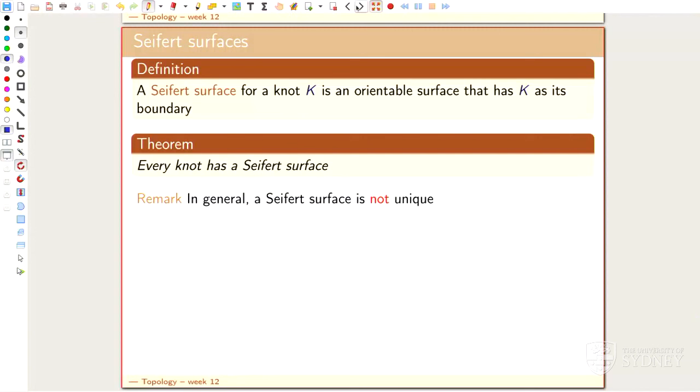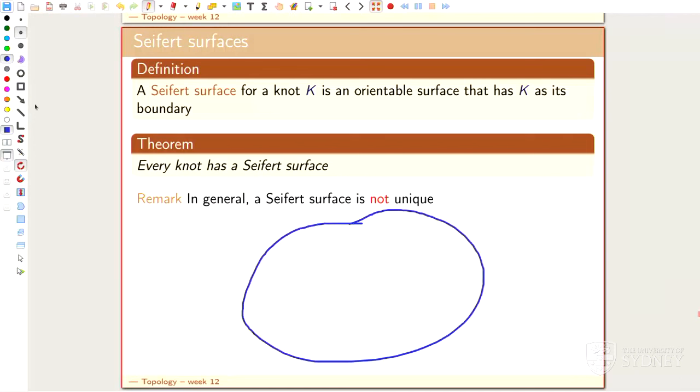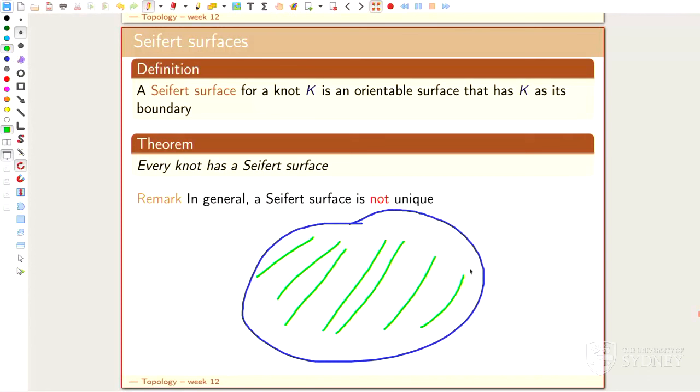Well, we'll see. But note that I'm just asking for a surface. There could be like a trillion of them. Let's just go back to our unknot. Here's our unknot, and here's a surface. But I could also just attach a handle here, and I get a different surface, which is also bounding the knot. So usually, if there's one, there are just a lot of them. They're usually not unique.